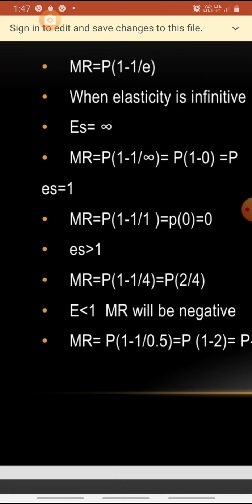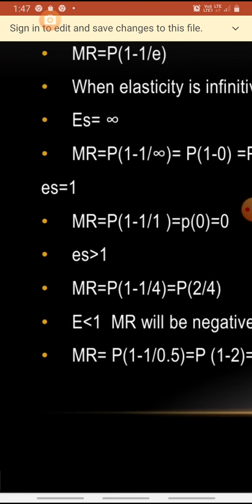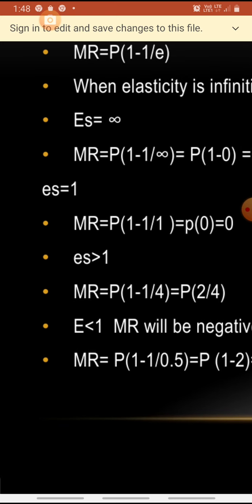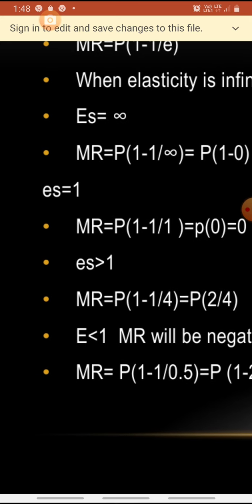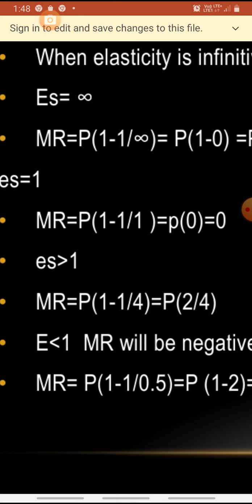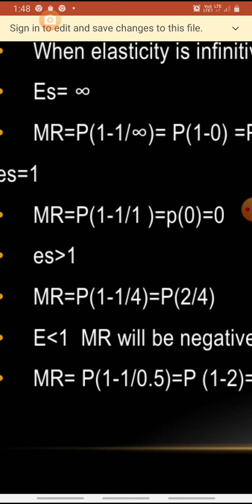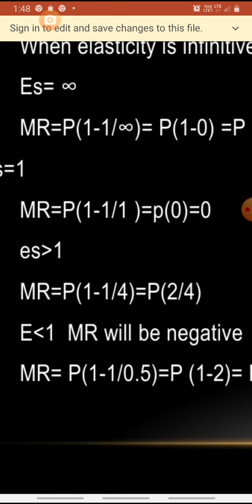Then elasticity greater than 1. What will happen? Say MR is equal to P into 1 minus 1 by 4, where 4 is a value for elasticity. So P into 3 by 4, and we will get a positive figure here. When elasticity is greater than 1, marginal revenue will be positive. Then when elasticity is less than 1, marginal revenue will be a negative value.